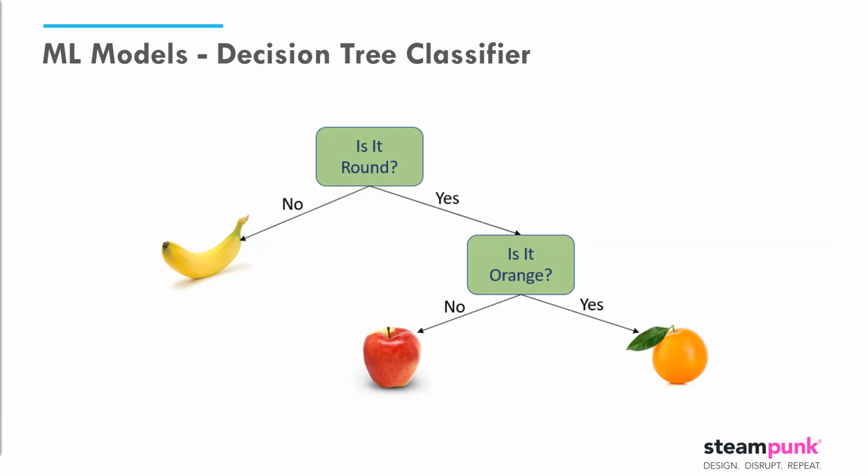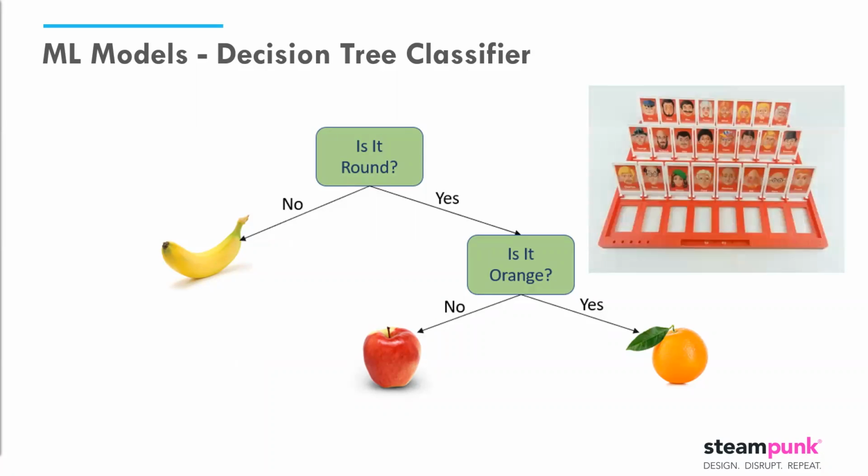If you've ever played the game 20 Questions or the game Guess Who, those are decision trees. You're just using the features of the characters here to narrow down until there's only one left, and you can confidently say who it is.